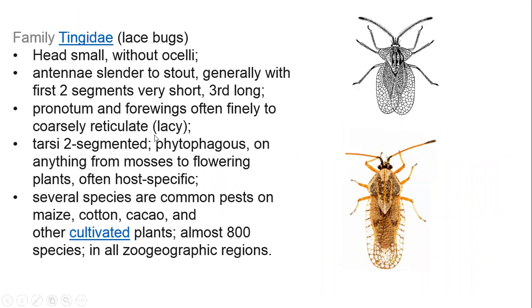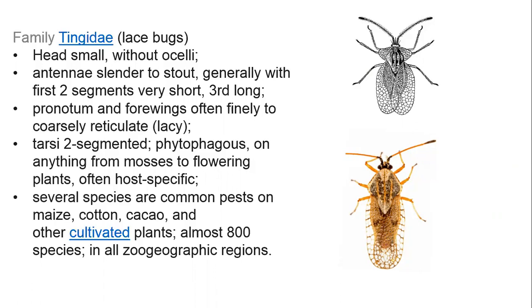Here is the Tingidae, called lace bugs. Head is small, without ocelli, antennae slender to stout, generally the first two segments very short, the third segment long.